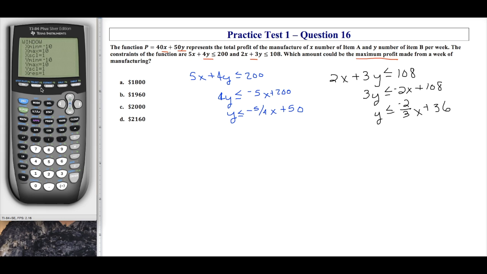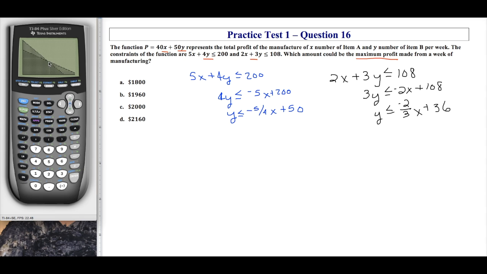Then go to your window, and since we're talking about positive values for both x and y, let's have an x min of 0. We'll select an x max of 50, a y min of 0, and a y max of 50. Then hit graph. This will graph both inequalities and show our solution area as the double hashed section.